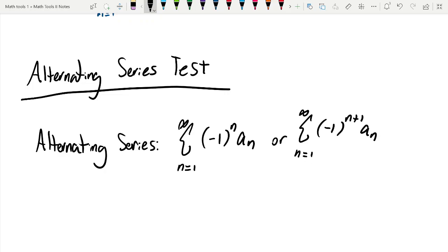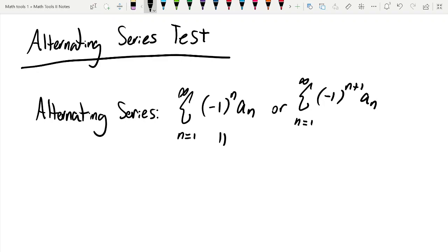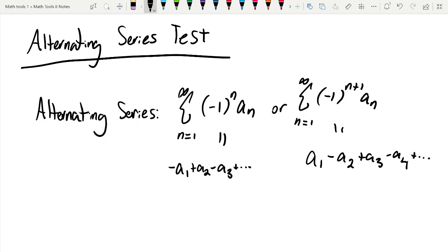So the exponent would just determine if you start at the first number or the second number. And then this will make every other term positive. So like this one will be negative a1 plus a2 minus a3, etc. Right? And this one will be a1 minus a2 plus a3 minus a4, etc. So how do we deal with series like this? Okay.